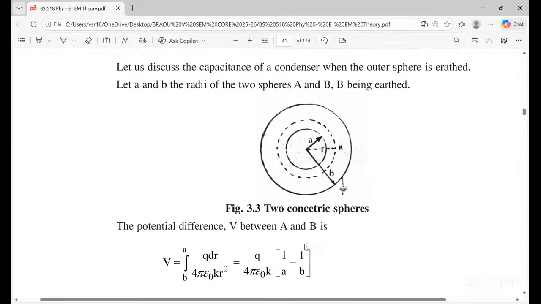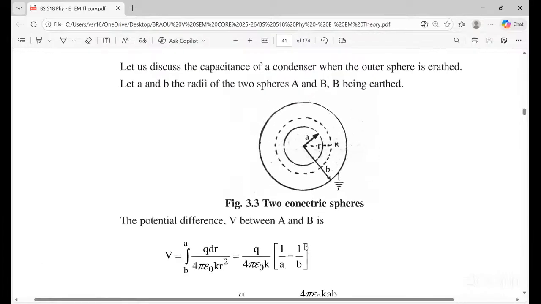you have to imagine a Gaussian surface. So here a Gaussian surface, which is spherical in nature. If you choose a point on the Gaussian surface and calculate the electric potential value, the V value, then by integrating that you can get the entire value. That is the case.